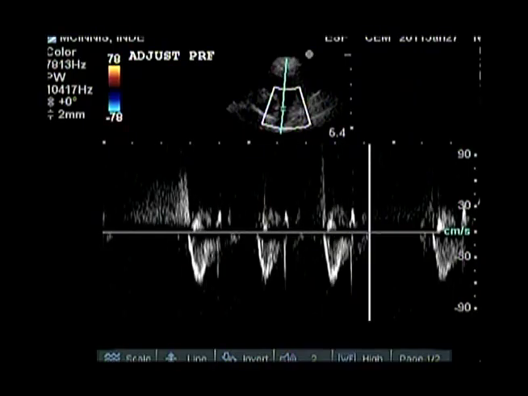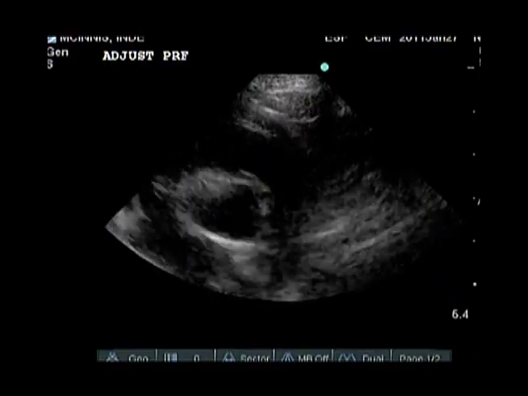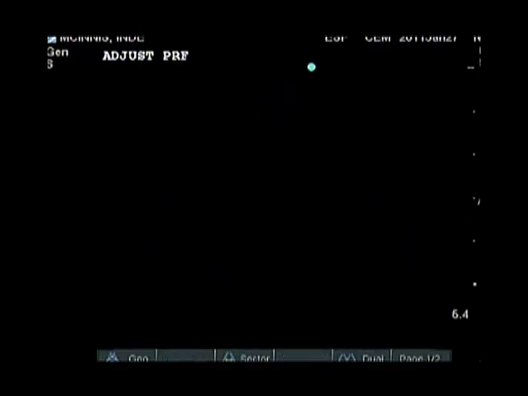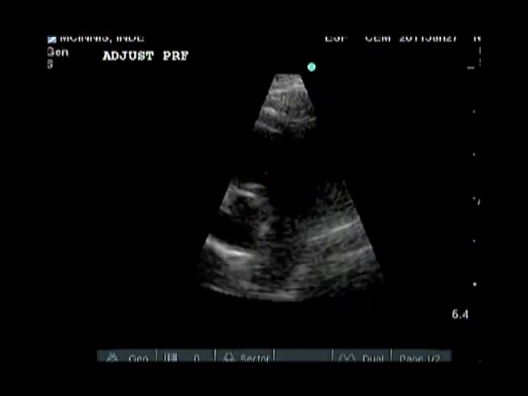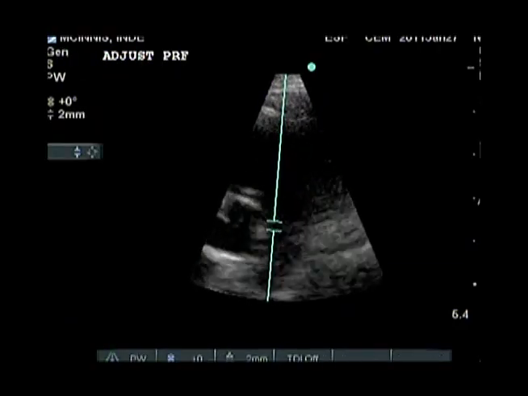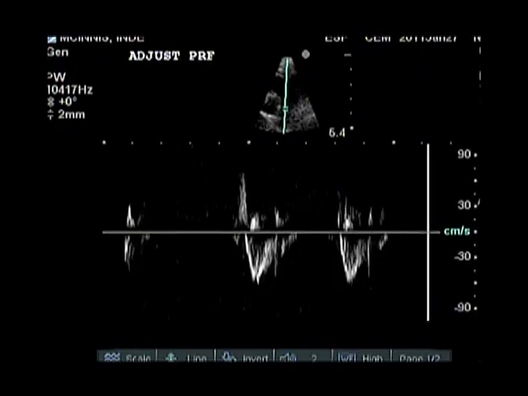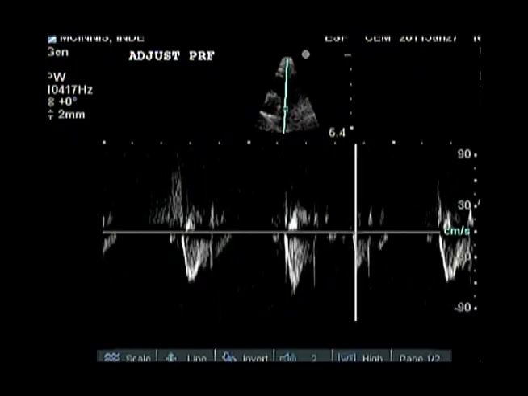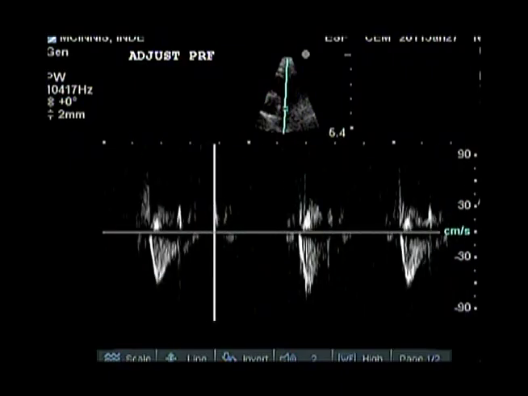Narrowing the ultrasound sector width and turning color flow Doppler off frees more computer capacity to apply to pulsed wave Doppler. If wraparound or aliasing still occurs, the valvular flow velocity is exceeding your measurement capability, and you need to switch to continuous wave Doppler.